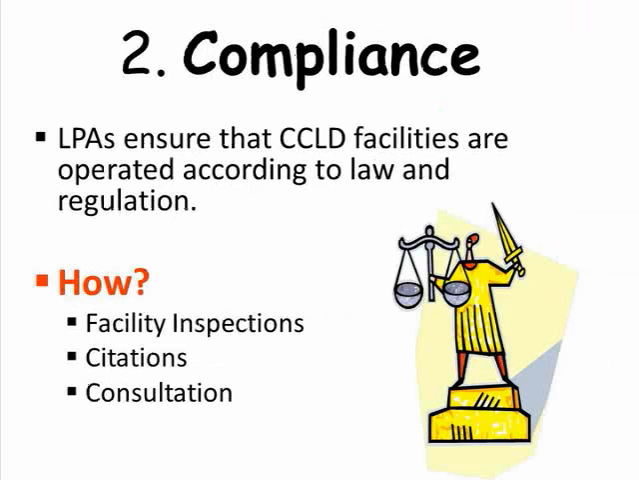How do we get facilities to maintain compliance? Compliance is maintained through facility inspections by LPAs, issuing deficiency notices, and providing consultation. There are a variety of facility inspection types that can be made. They include annual, plan of correction, complaint, and case management.